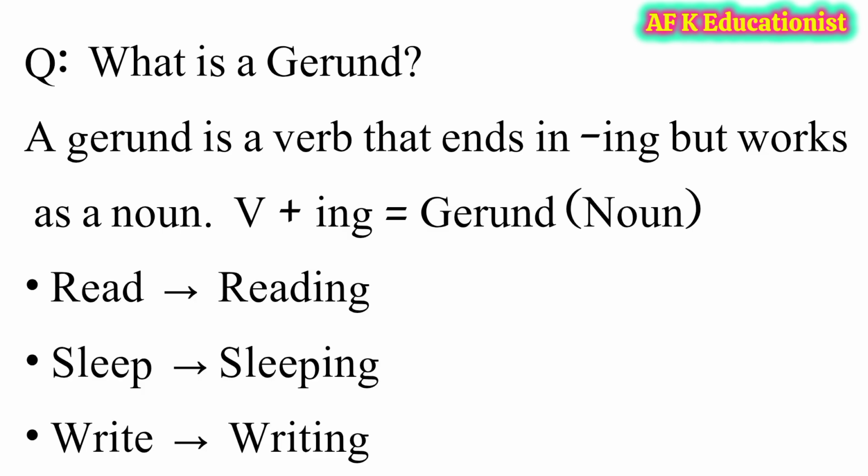What is a gerund? A gerund is a verb that ends in ing but works as a noun. Formula: verb plus ing equals gerund, noun. Examples: read, reading; sleep, sleeping; write, writing. Remember, a gerund looks like a verb, but it functions as a noun.